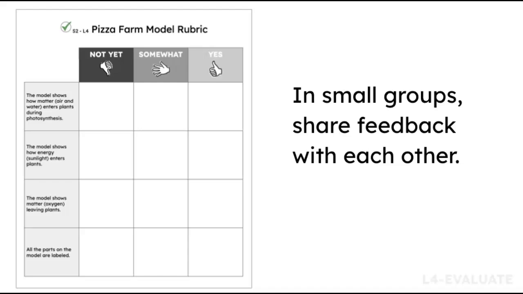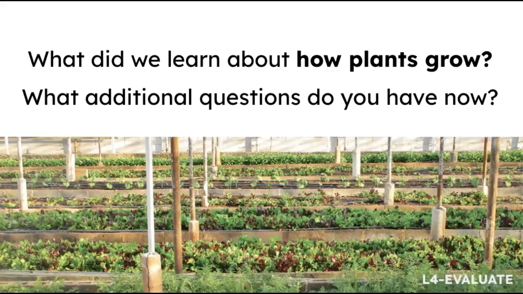For the Evaluate portion, you'll have students work in small groups and use the Pizza Farm Model rubric student journal page and peer feedback table tent cards to provide feedback to each other. To support student sense-making across the unit, orient them back to the driving question board. Ask students, what did we learn about how plants grow? What additional questions do you have now?